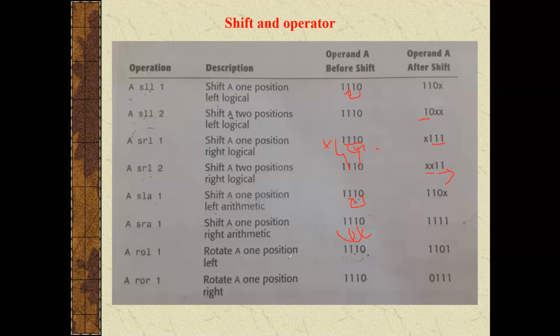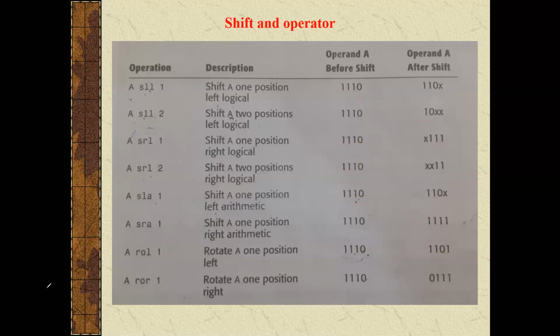To rotate 1 position left. Here this is the difference between shift and rotate. What will happen in the rotate? Rotate will give 1101. Rotate 1 position left is nothing but this 1 comes here and this 0 comes here. So such an operation will happen here: this 1 comes back, and such an operation will be performed.